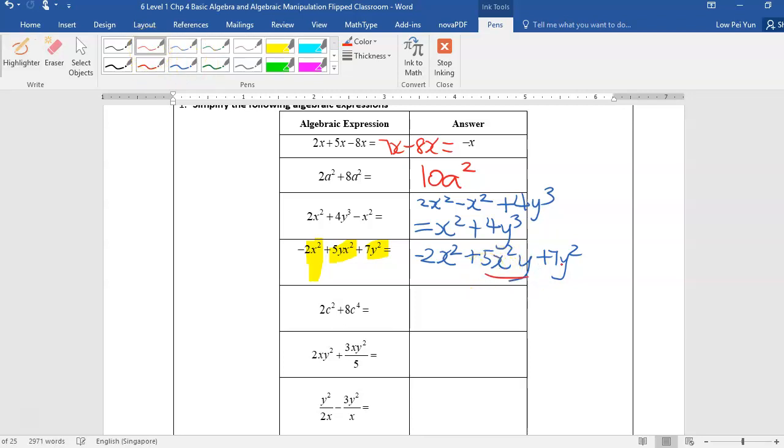So there's nothing for me to do except to arrange this alphabetically. Yeah, okay. Next one. Are they like or unlike terms? They are unlike terms. So there's nothing for me to do. Done.